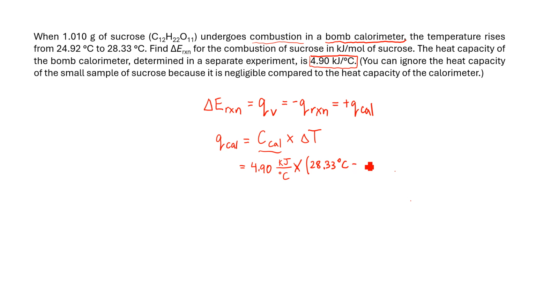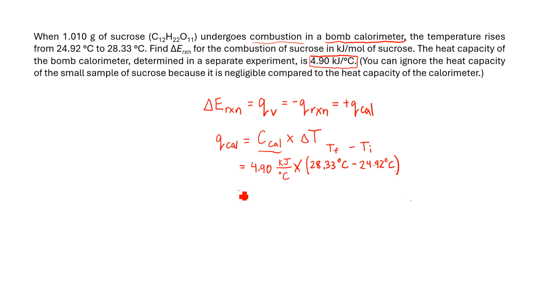28.33 is our final. 24.92 is our initial. Don't get that confused, by the way, okay? Don't say that the final temperature is 24.92, right? It's T final minus T initial. Final temperature minus initial temperature. The temperature rise, right? So you need to have a positive delta T here.